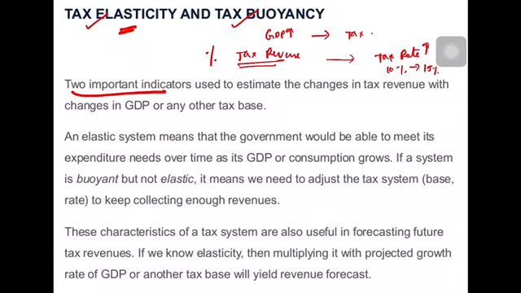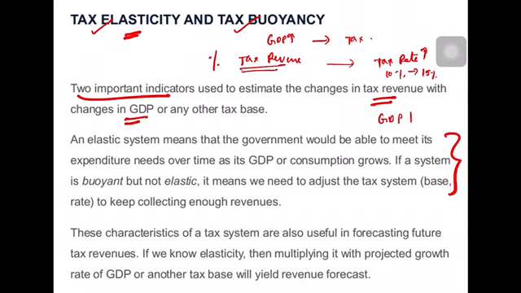There are two important indicators, tax buoyancy and tax elasticity, that are used to estimate the changes in the tax revenue with changes in the GDP of the country. An elastic system, as I told you, has been defined in a more elaborate manner here. An elastic system means that the government would be able to meet its expenditure needs over time as its GDP grows, which means if the GDP is increasing and the tax revenue to the government is also increasing, then the government can spend more money, that is, expenditure will also increase. That is the same point which I read just now.